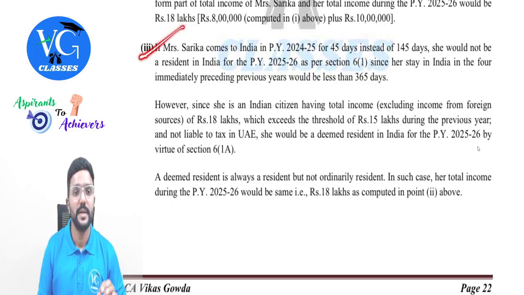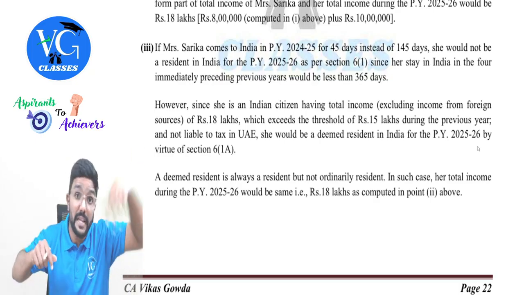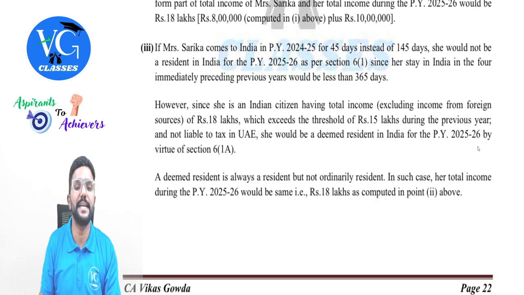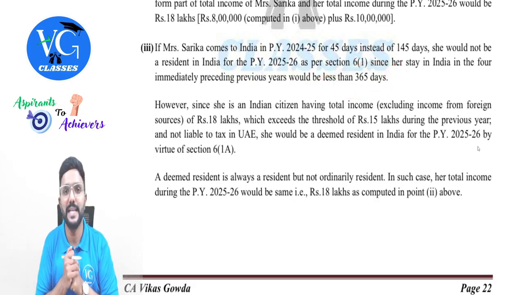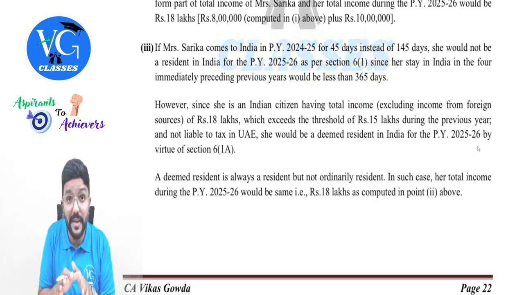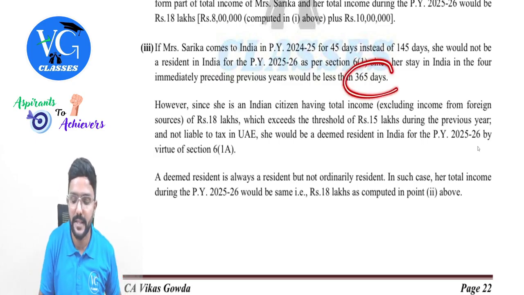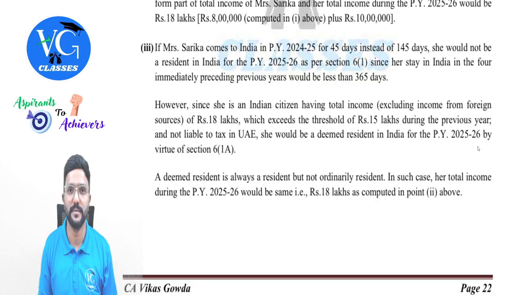Yeah, sure. Sarika comes to India during the previous year 24-25. That is last year, not the present previous year, last year. For 45 days instead of 145 days. She would not be a resident in India for previous year 25-26 as per section 6 subsection 1, since her stay in India for the last 4 years is less than 365. During the previous year, she is in India for more than 120. But when it comes to the last 4 years, her stay in India is less than 365. So the second condition under section 6.1 is not satisfied.